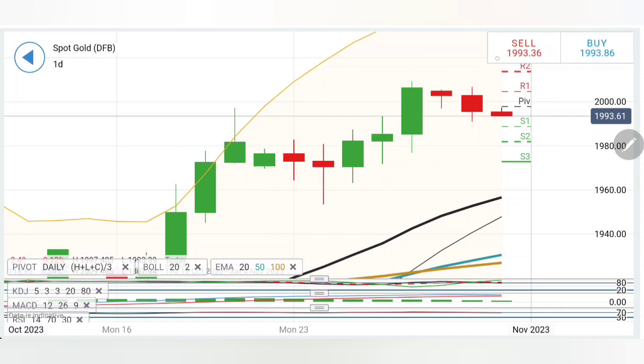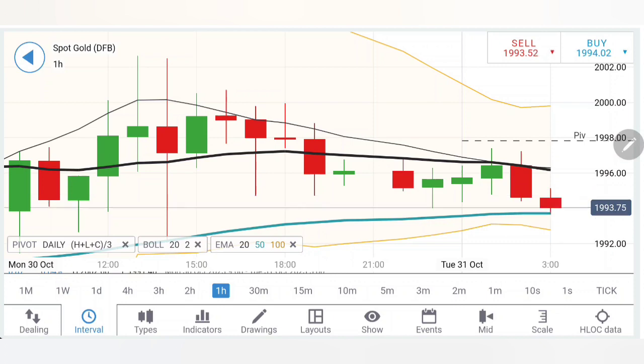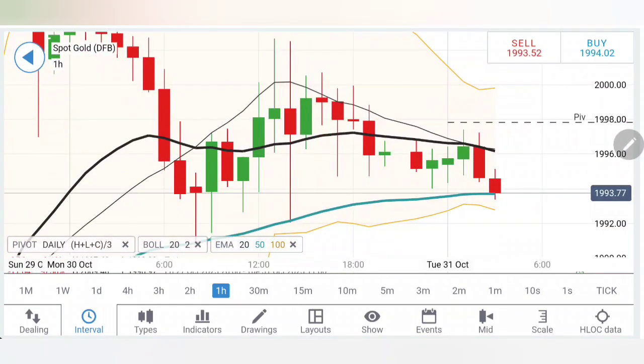So now, what should we expect from gold today? Can we expect it to continue with the bearish bias here, or can we expect a reversal? Which position you should take, we will see with the help of charts and indicators. And towards the end, I will give you the trading levels and a strategy for the day.